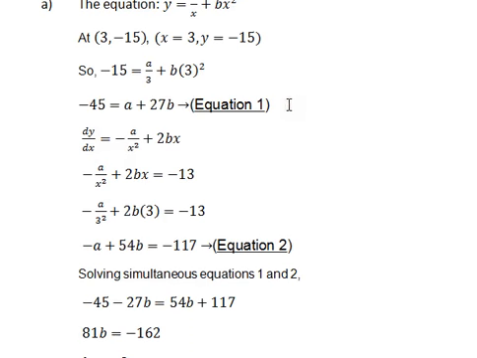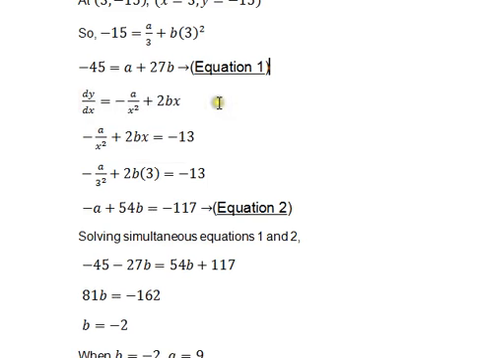Now, we need to solve simultaneous equations. So in order to solve for a and b, we need to obtain another equation. So for that, we make use of the derivative dy over dx, and we'll get negative a over x squared plus 2bx.